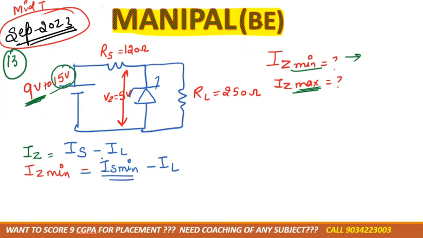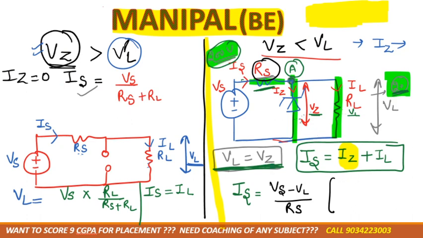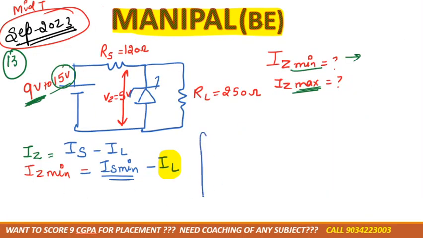So for that, I'm telling you, we should know about the IL, right? Back to the formula page. IL is how much? Write down one more thing: according to Ohm's law, VL is equal to IL into RL, right? So can we say that IL is equal to VL by RL? So from this we get the formula IL is equal to VL by RL, right? So do we know the value for RL? 250. Do we know the value for VL? No, they didn't give you.